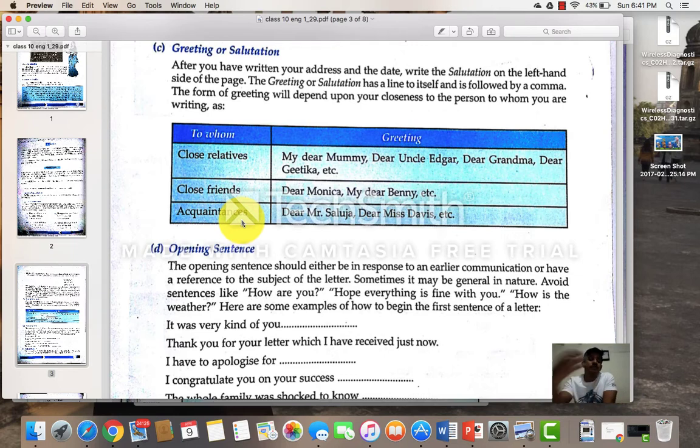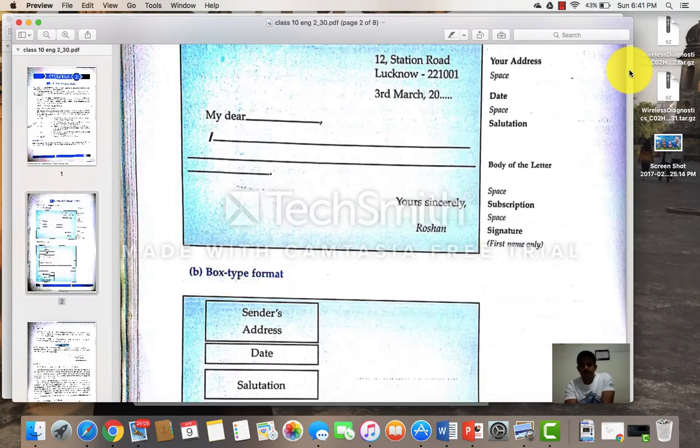It might be your friend's friend, or maybe someone whom you met in a mall. For these people, you will write the salutation as dear Mr. with their name, or dear Miss with their name. So this is how you write the salutation. After this comes the body of the letter, and the subscription will be yours sincerely. This is for the friends.